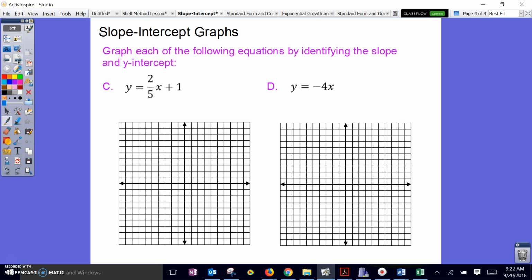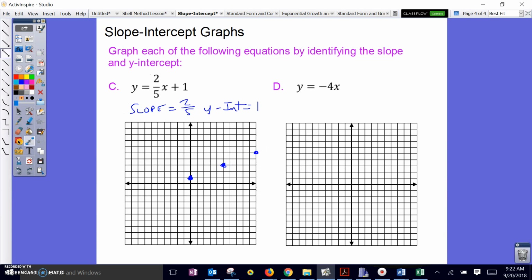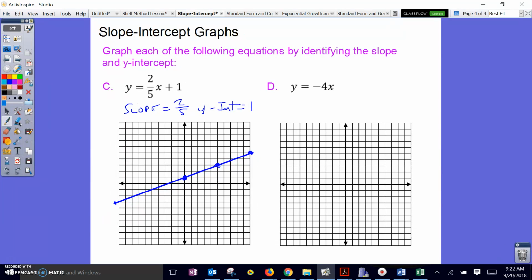A couple more examples here. We've got a slope of 2/5 and a y-intercept of 1. So we go to 1 on the y-axis, plot our point. And then the slope is 2/5, so we're going to go up 2 and over 5. Plot another point, up 2 and over 5. And then we break out our handy-dandy ruler and connect our points. And there's our graph of our line.